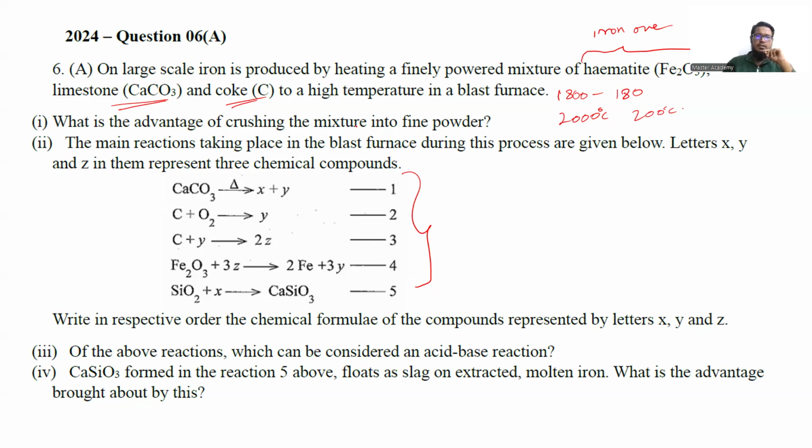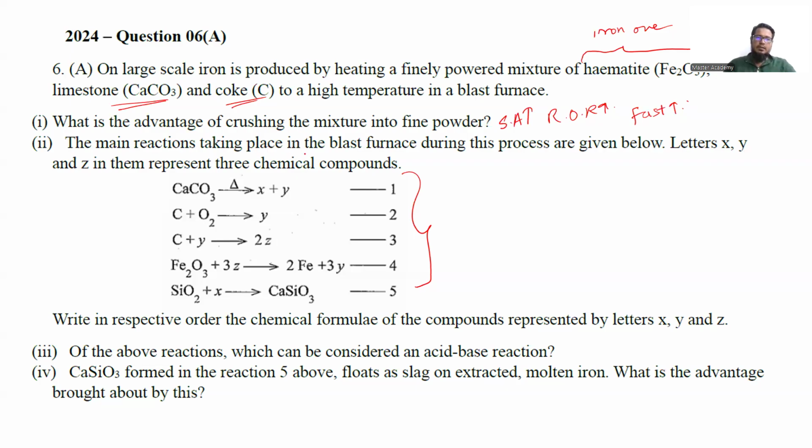What is the advantage of crushing the mixture into fine powder? This is not related to the industry, it's related to rate of reaction. You all know when substances are crushed into fine powder, the surface area increases. When the surface area increases, the rate of reaction increases. So this reaction happens fast. That is the advantage. By powdering, we increase the surface area. Therefore, the rate of reaction increases and the reaction happens fast. You can explain it like that. So I have given the key point.